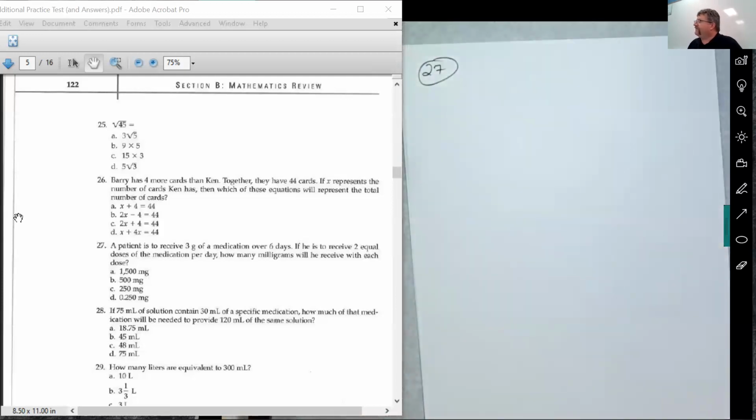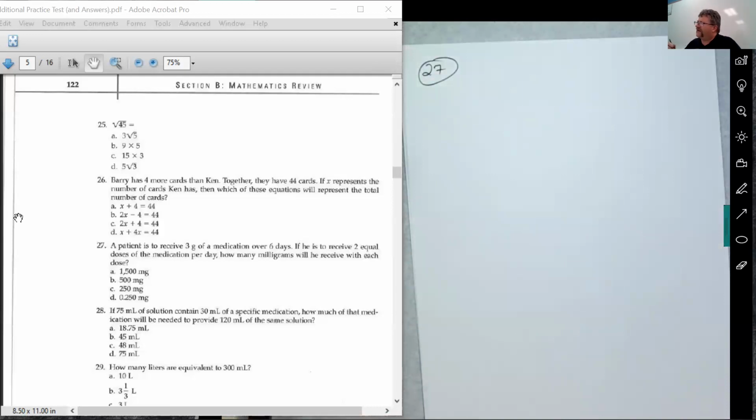A patient is to receive 3 grams of a medication over 6 days. If he is to receive 2 equal doses of the medication per day, how many milligrams will he receive with each dose? So I've got a couple things here. I've got grams and milligrams in the same problem. I'm going to want to consolidate that.